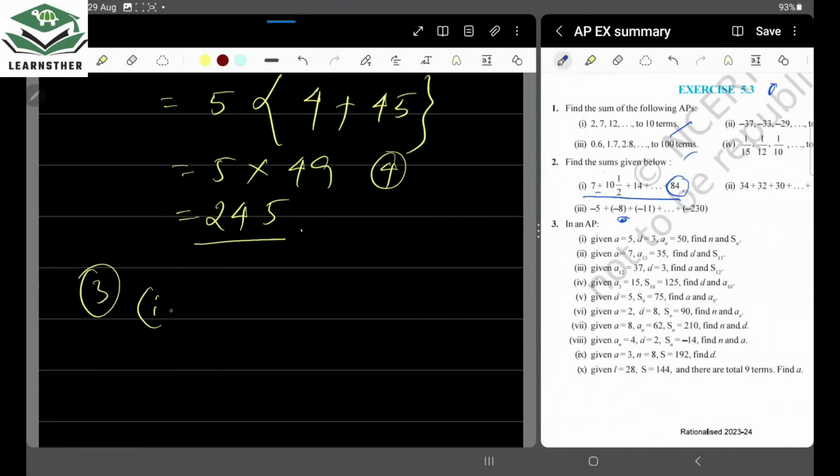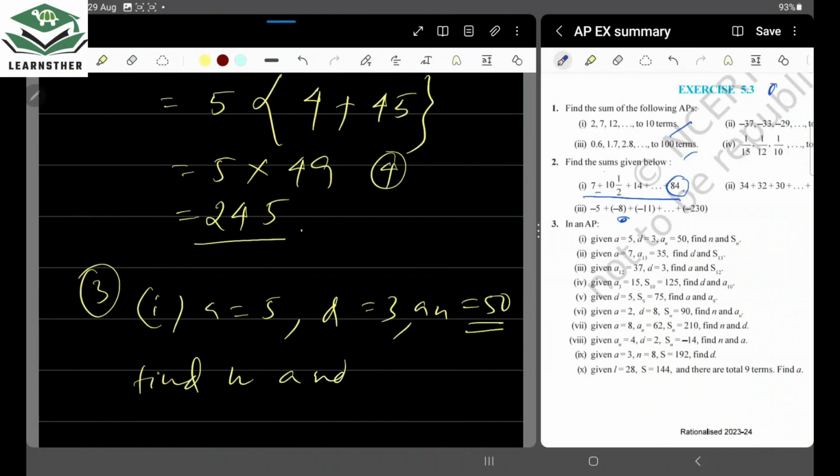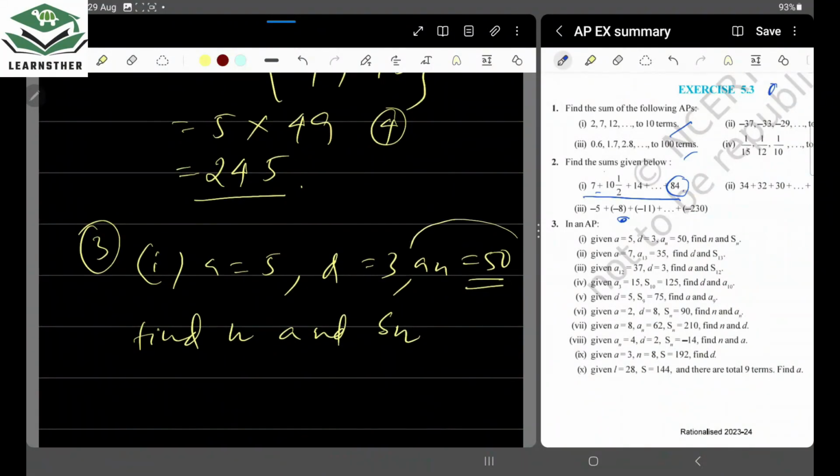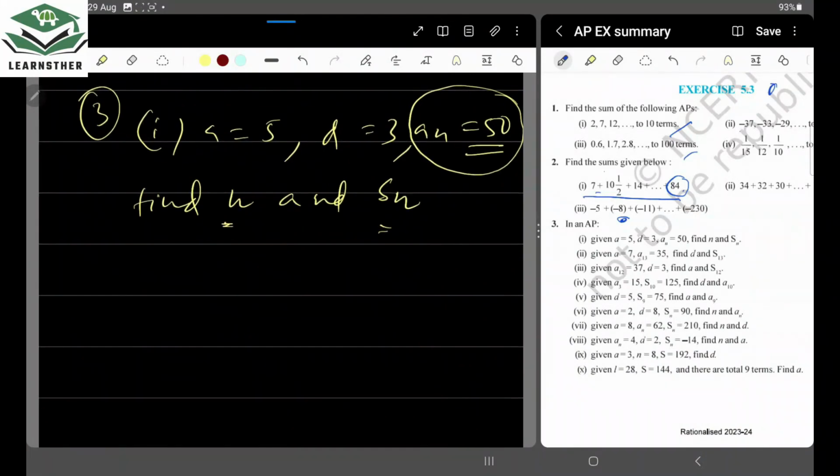In an AP, a is equal to 5, d is equal to 3, and the nth term is 50. Find n and Sn. It is given that the nth term is 50. We have to find the term number and the sum of the terms up to n terms.